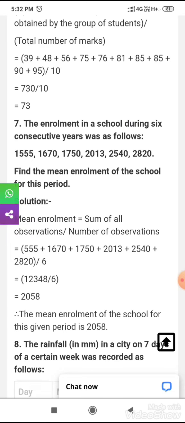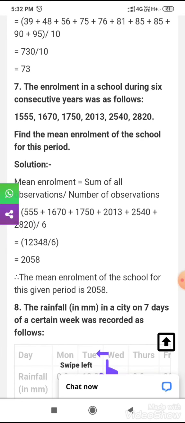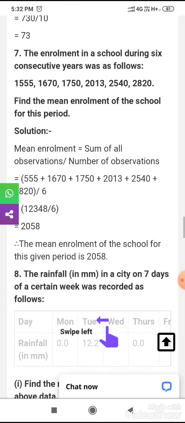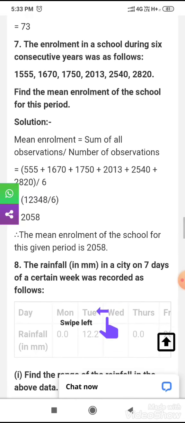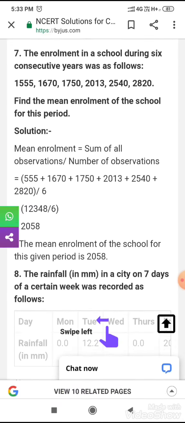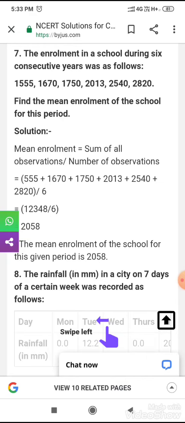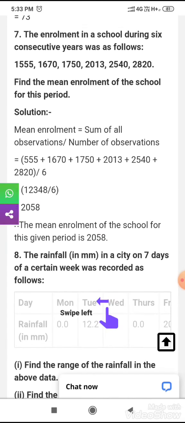In the seventh question, the enrollment in the school during 6 consecutive years was as follows: 1,555, 1,670, 1,750, 2,013, 2,514, 2,820, and we have to find the mean enrollment of the school for this period. As we all know, mean is equal to the sum of all observations divided by the total number of observations. For solving this question, we sum all the enrollments and then we divide it by 6.